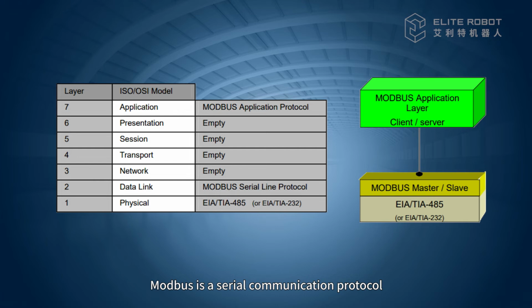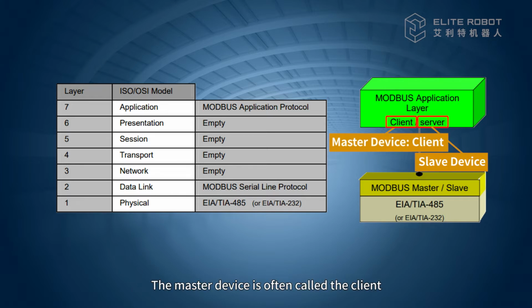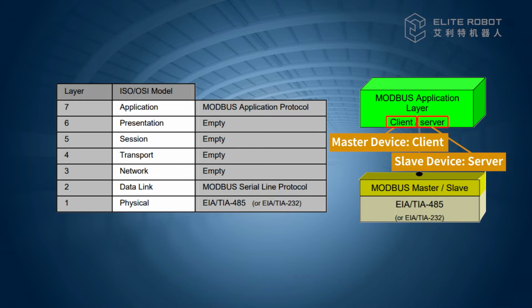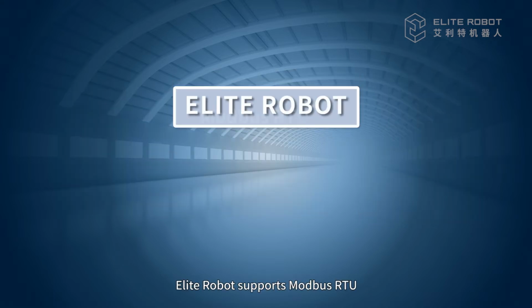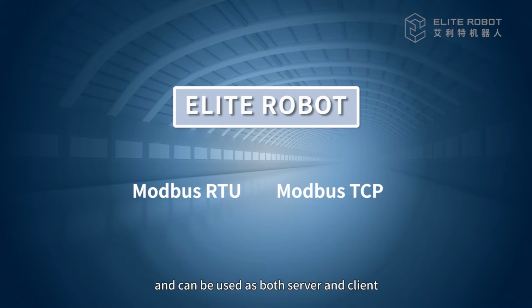Modbus is a serial communication protocol which belongs to the application layer as a data transmission protocol. During data exchange, it is divided into master and slave devices. The master device is often called the client, and the slave device is called the server. Elite Robot supports Modbus RTU and Modbus TCP communication modes and can be used as both server and client.